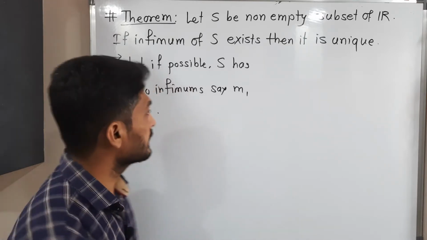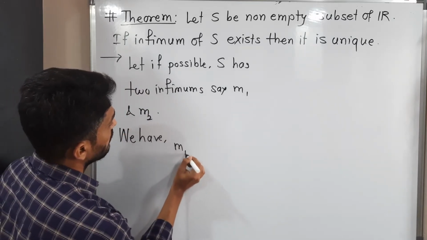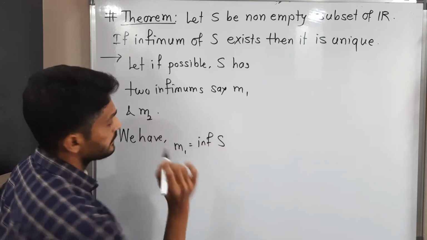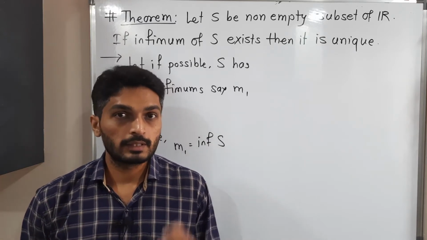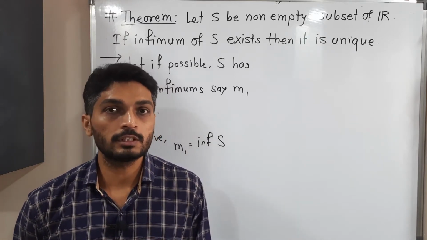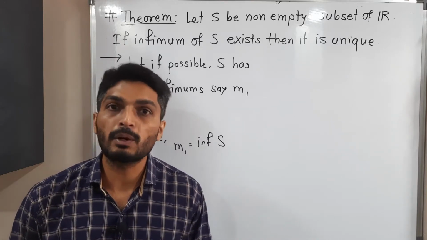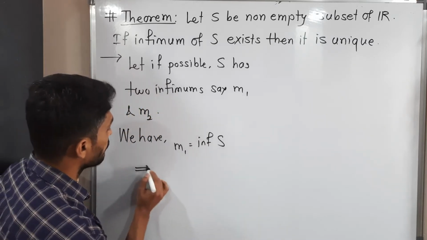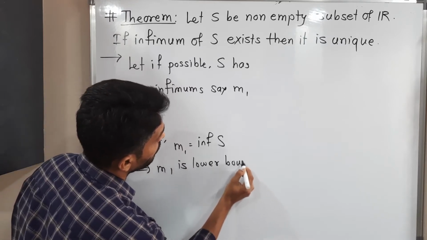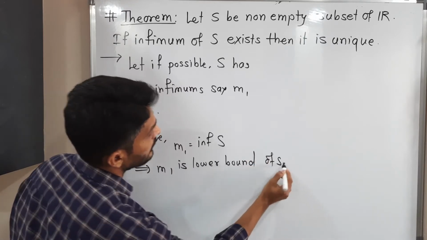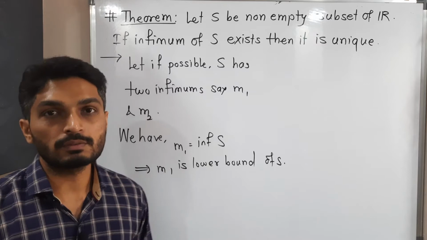So out of that we will consider, I will write, we have m1 is infimum of S. So if you remember the definition of infimum of set S, there are two conditions, right? So the first condition is it is a lower bound of S. So every infimum is basically a lower bound of S. So here also I can write, therefore M1 is a lower bound of S. See, M1 is infimum of S. Similarly, we have M2 is also infimum of S.